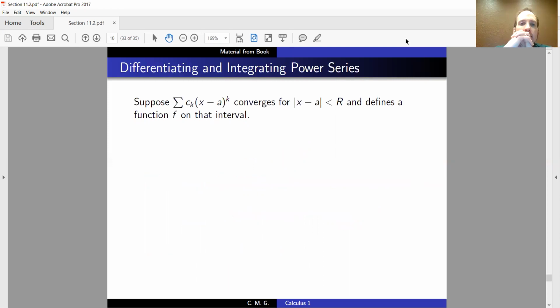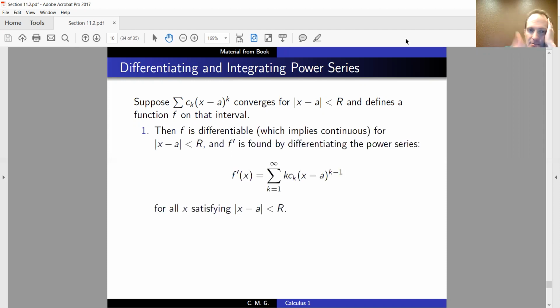Okay. So last but not least, we can do some stuff with these as well that are kind of weird. We get to differentiate and integrate these power series. So I have a power series here, the sum of c_k times (x minus a) to the k, and it's convergent for |x minus a| less than r. So it's convergent on this interval, and it defines some function f of x on that interval.